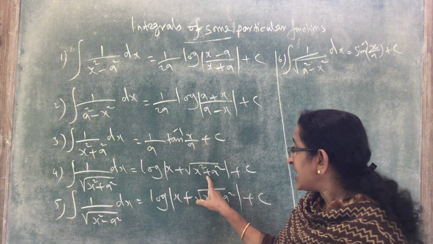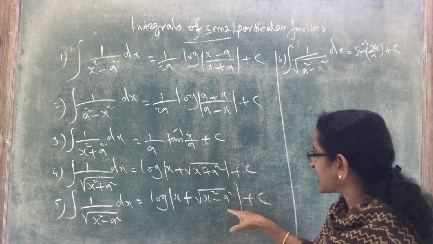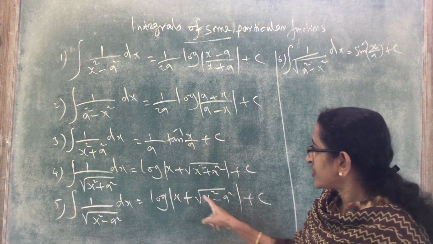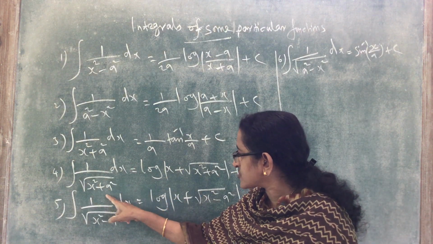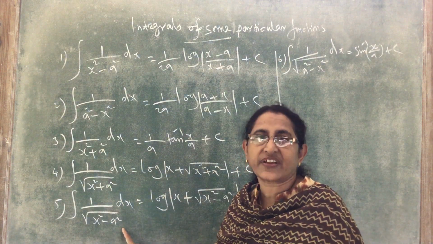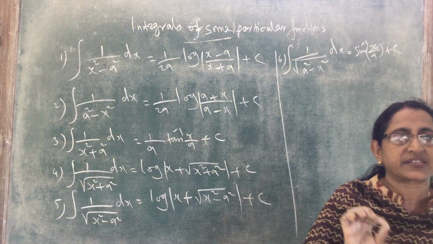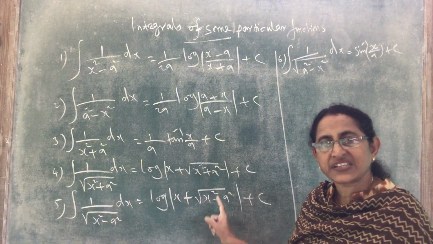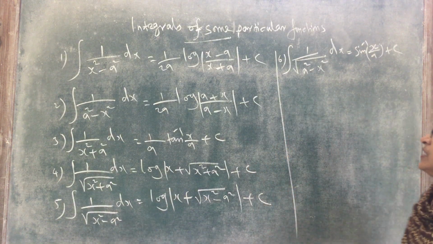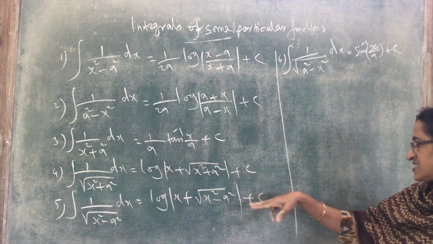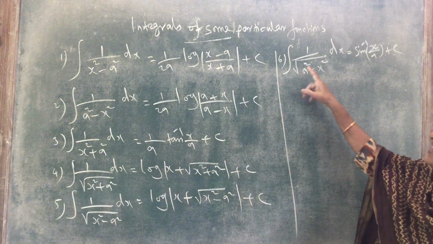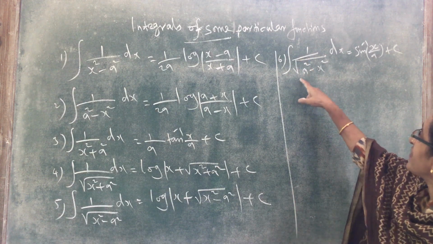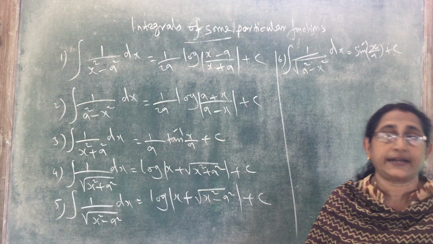And here log x plus root of x² − a², because in the question there is root of x² − a² in the denominator. So in both these, 1 by root of (x² + a²) and 1 by root of (x² − a²), the answer starts with log x plus root, then plus c. This is one type, and the third is different: 1 by root of (a² − x²) dx is sine inverse x by a. Simple one.